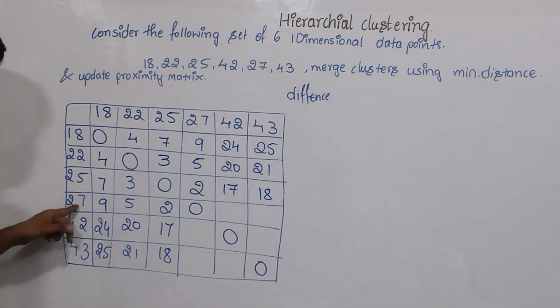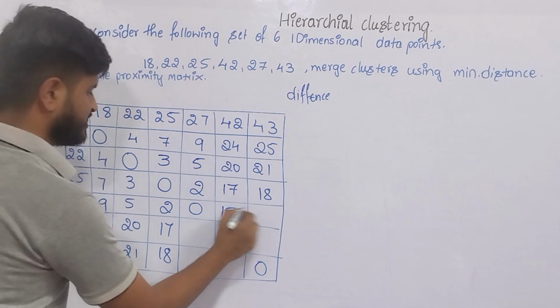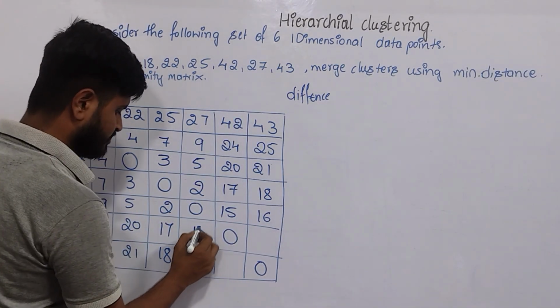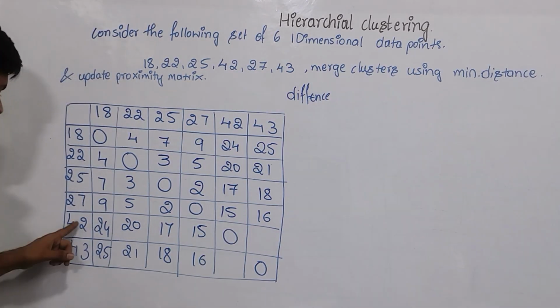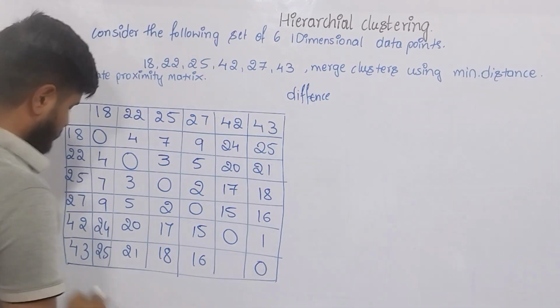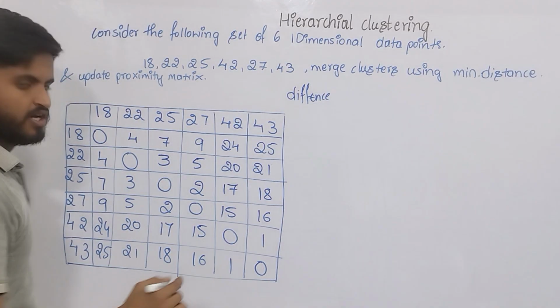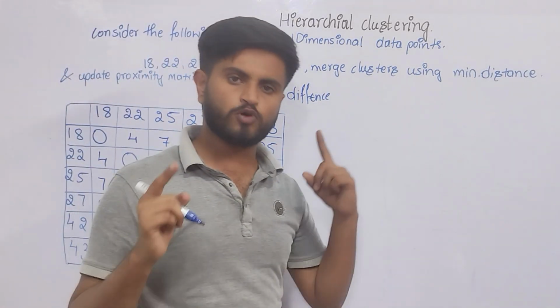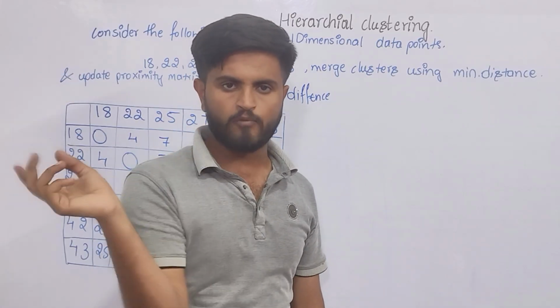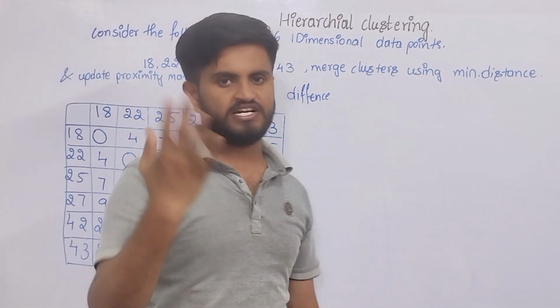Next, 42 minus 27, it will be 15. 43 minus 27, it will be 16. Just copy them. Next here, 42 is there, here 43. 43 minus 42 will be 1. So just keep in mind you must fill the positive value itself, subtracting the smaller value among the two from the bigger value.